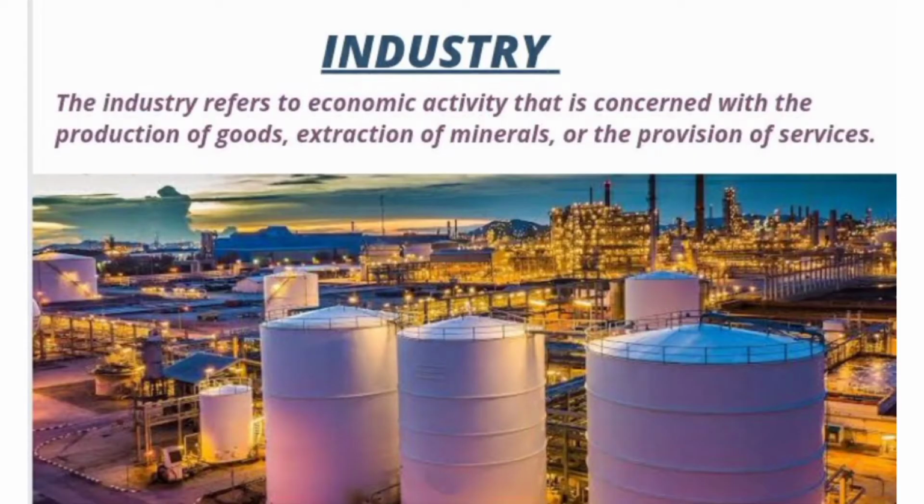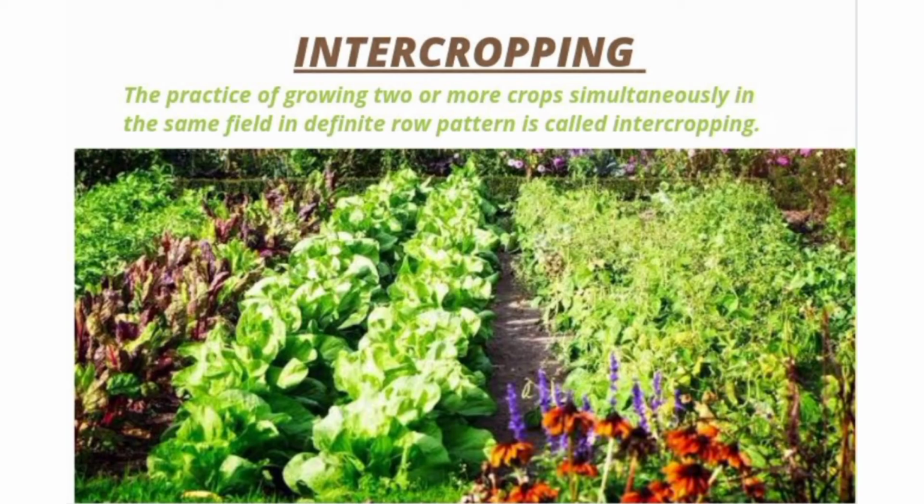Industry. Industry refers to economic activity that is concerned with the production of goods, extraction of minerals, or provision of services. Intercropping. The practice of growing two or more crops simultaneously in the same field in a definite row pattern is called intercropping.